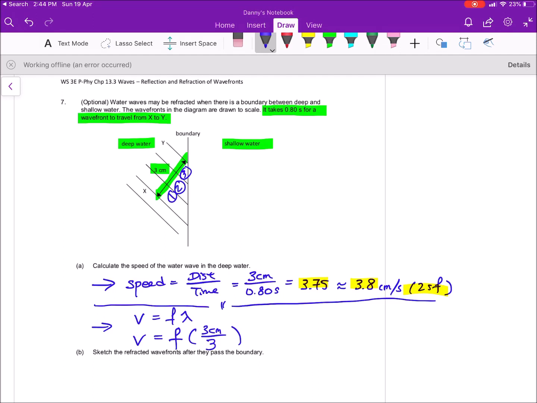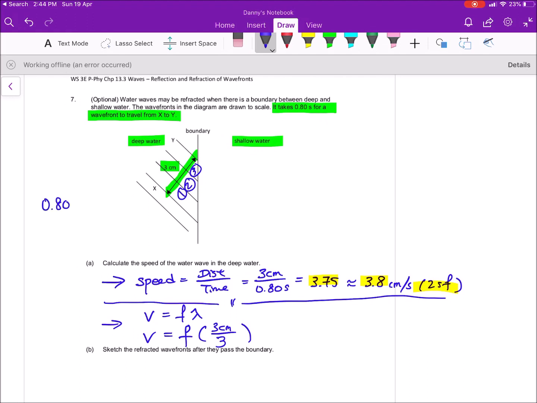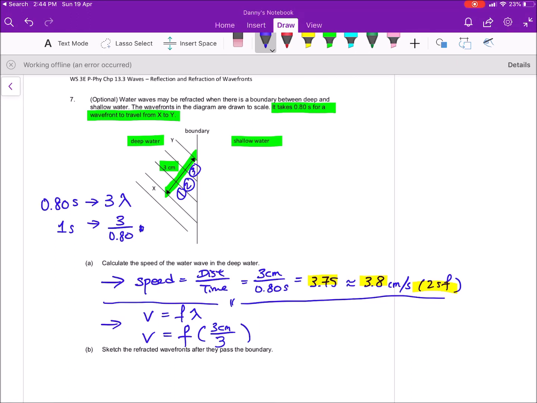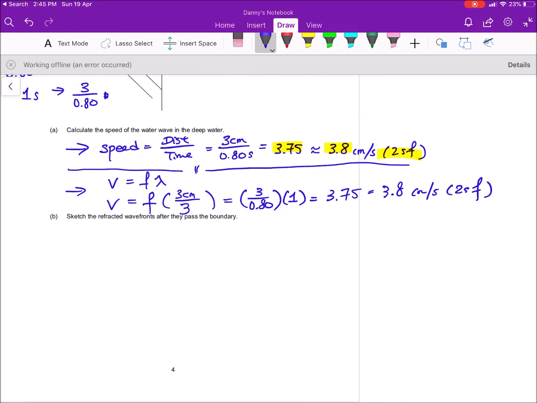So what is frequency? Well, you are taking 0.80 seconds to generate 3 waves. So in 1 second, how much wave is generated? It will be 3 divided by 0.80, which is equal to something. This one I will just leave there. Then down here, I'll just sub the whole thing in. This becomes 1, right? 3 divided by 3. Now I press my calculator. I will get back 3.75, 3.8. It will arrive at the same thing. So both approaches will be okay.